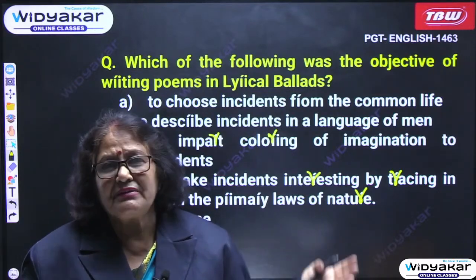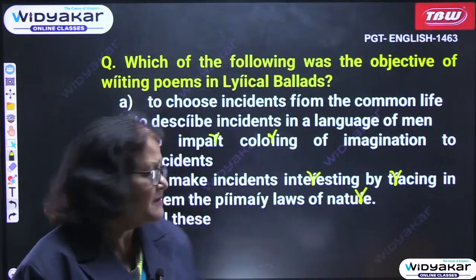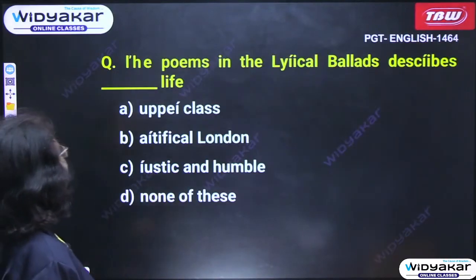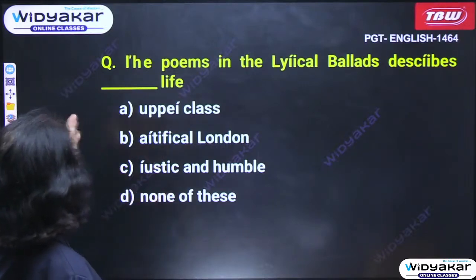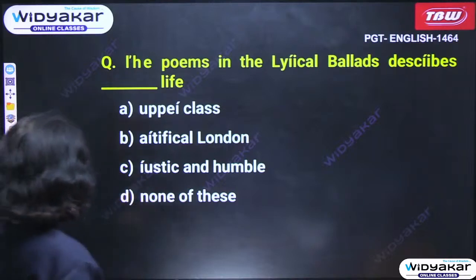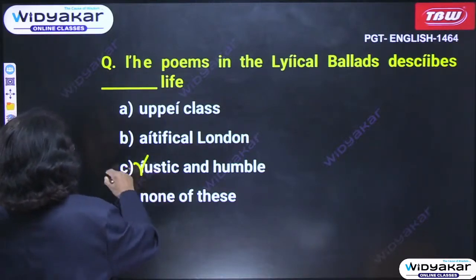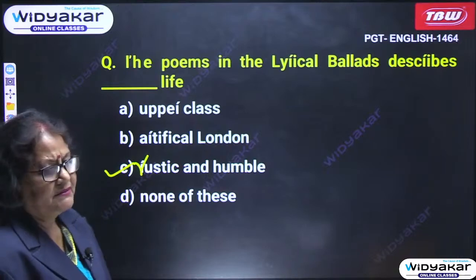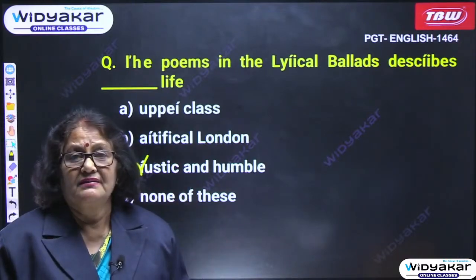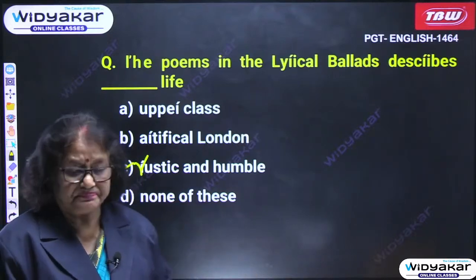Then that will become a beautiful poem. The poems in the Lyrical Ballads describe dash: A, upper class; B, artificial London; C, rustic and humble; none of these. This is option C. They dealt with the rustic and humble people who live in the villages.